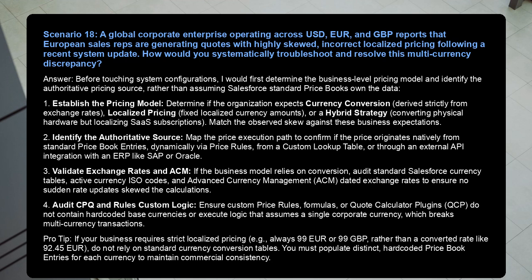2. Identify the authoritative source. Map the price execution path to confirm if the price originates natively from standard price book entries, dynamically via price rules, from a custom lookup table, or through an external API integration with an ERP like SAP or Oracle.